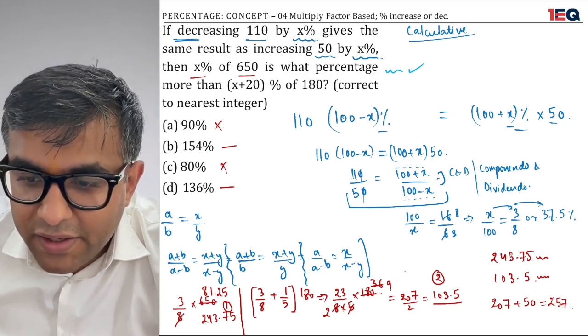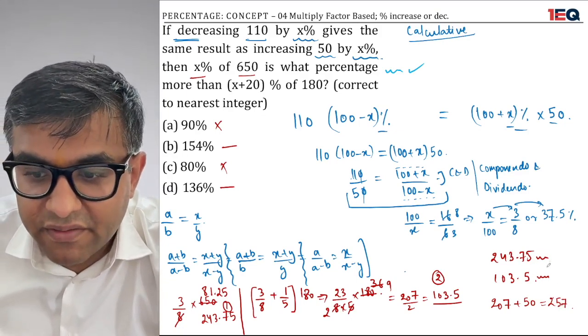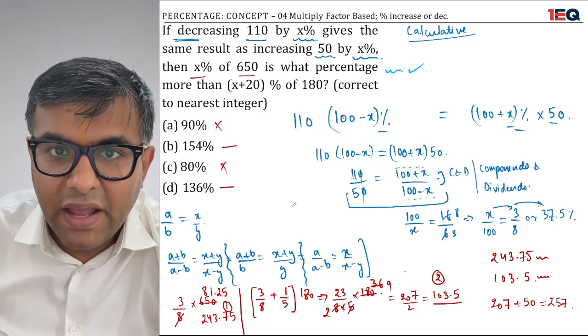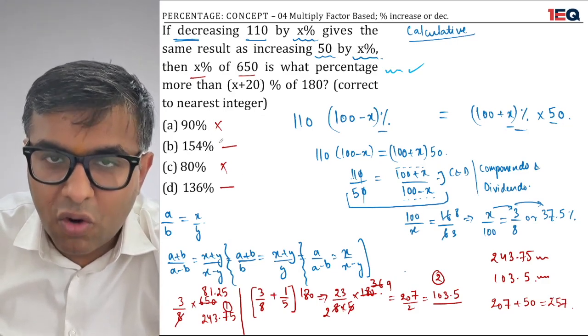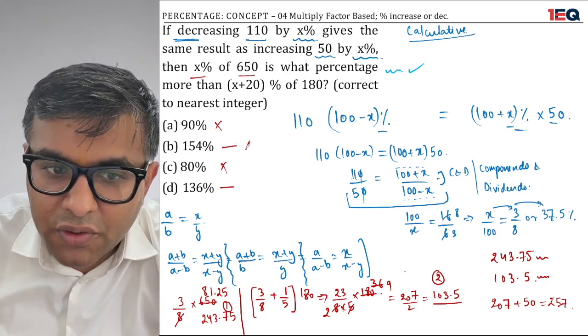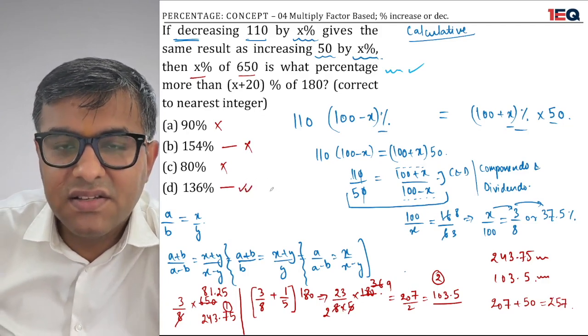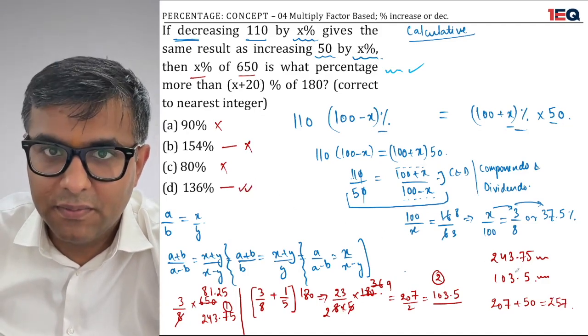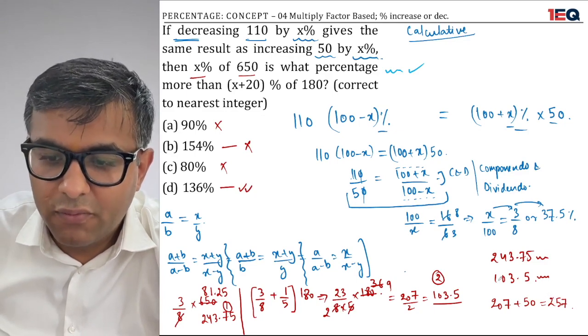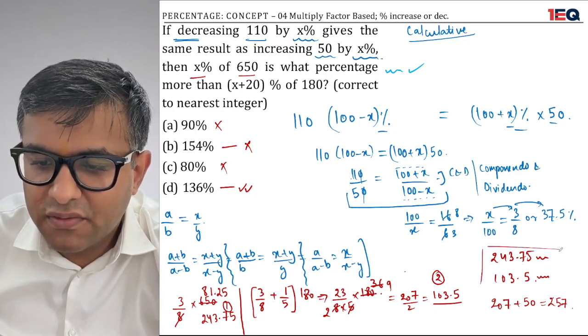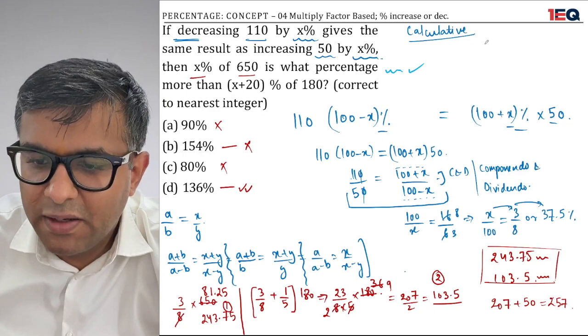But my value here is 243.75. That means anything which is near 50 or beyond 50 is of no use to me. That is why the final and the correct answer is 136%. Okay. If you want me to do the entire calculation of this, I'll help you do that as well.